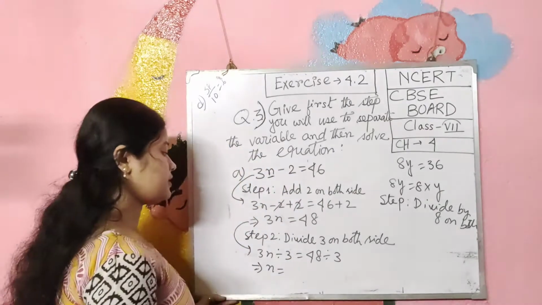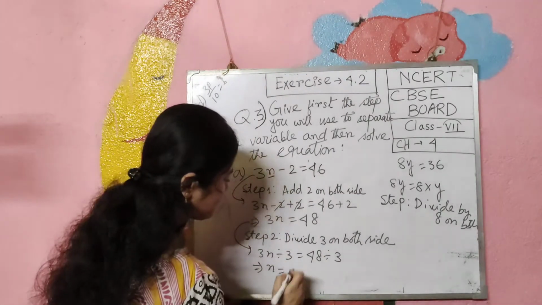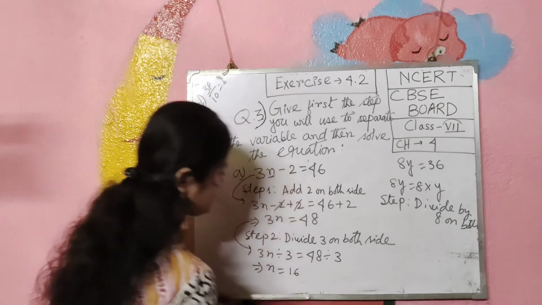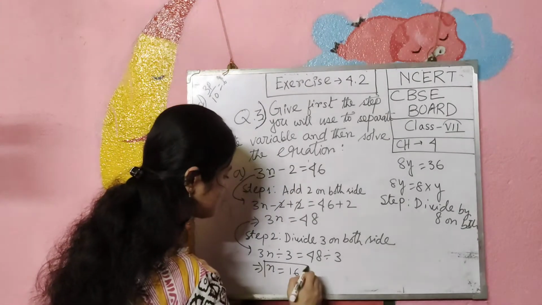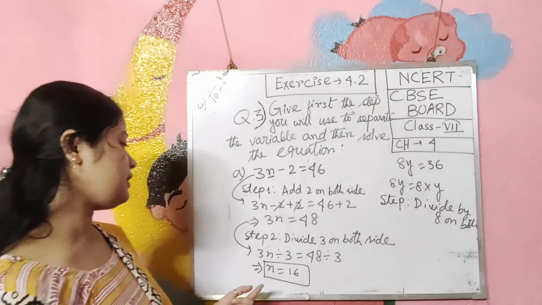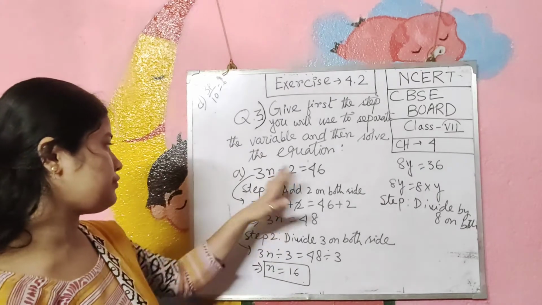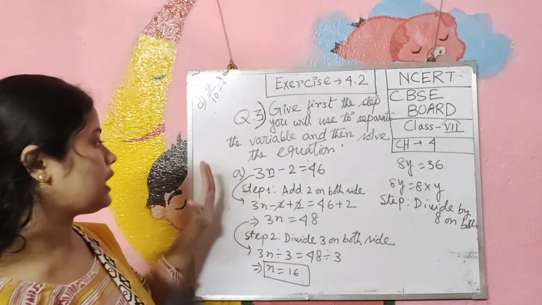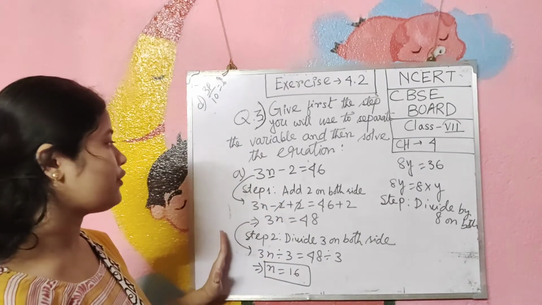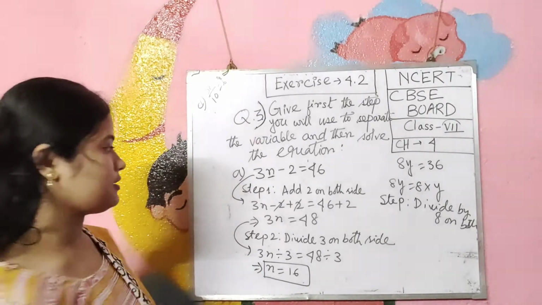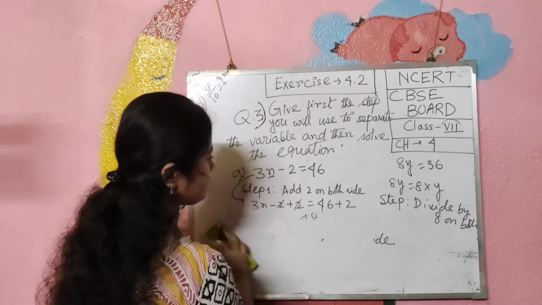Okay, then what will be the answer? 3n divided by 3 equals n, and 48 divided by 3 is 16. Okay, so what will be the answer for the variable n? 16 is the answer of this equation. In that way I will find all the answers. Then I will discuss another example.